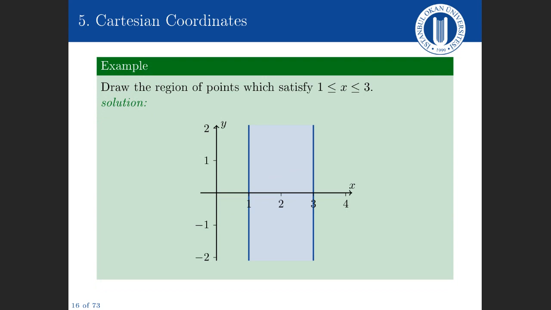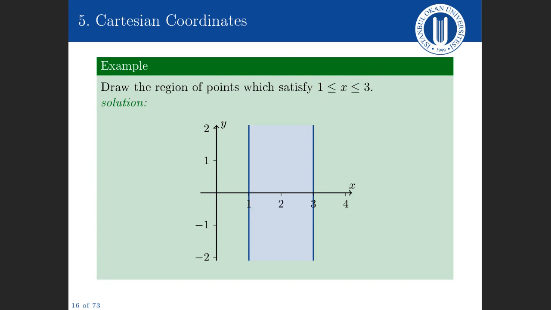Draw the region of points which satisfy x is between 1 and 3. First thing I'm going to do is ignore the 3, and I'm just going to look on the left side. I'm looking at x equal to 1. All of the points where the x coordinate is equal to 1 could be the point 1, 0, the point 1, 1, the point 1, 2, the point 1, minus 1, etc. All of the points on this vertical line have x coordinate equal to 1.